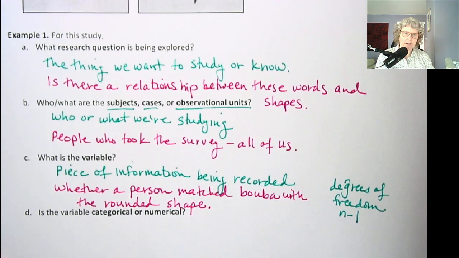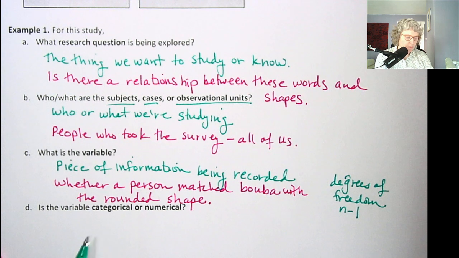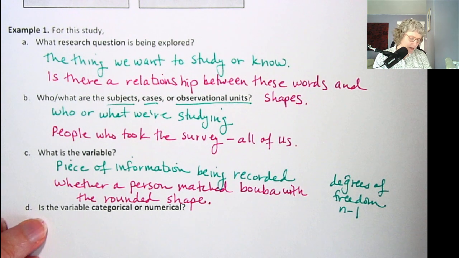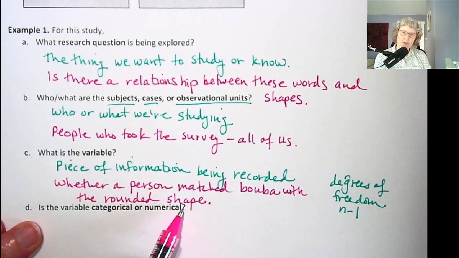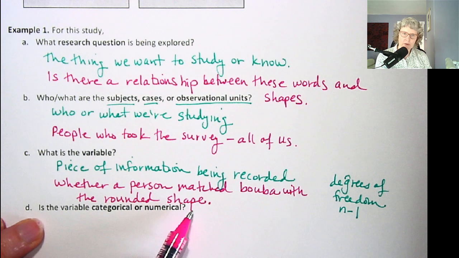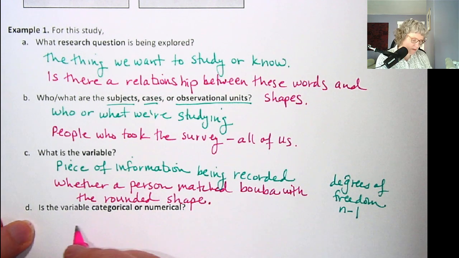Okay. So we have our variable, whether a person matched booba with the rounded shape. And then, is this variable categorical or numerical? We will go into this in a lot more detail, but for this specific example, this is a yes or no question, or true or false. Did they match booba with the rounded shape or not? Because this is a yes or no question, it is categorical.